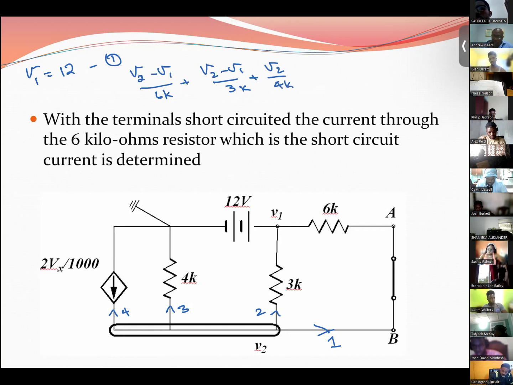Branch 4: minus 2Vx over 1000 equals 0. No, Mr. Reed. Not because I'm trying to trick you, but tell me the truth.